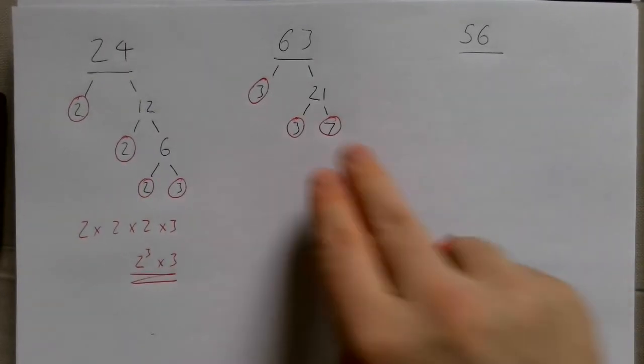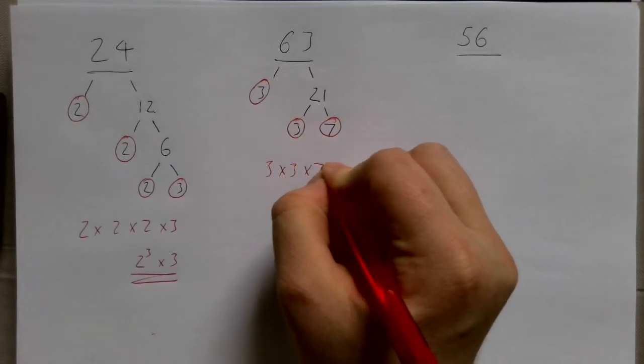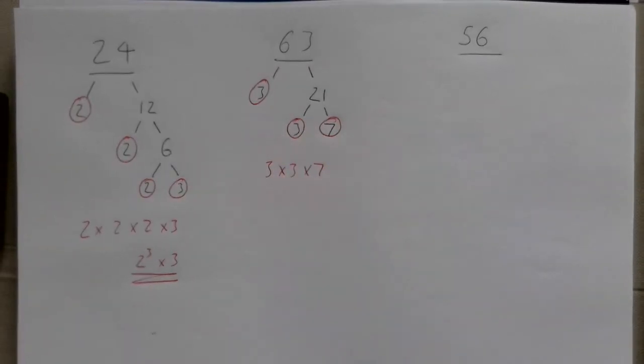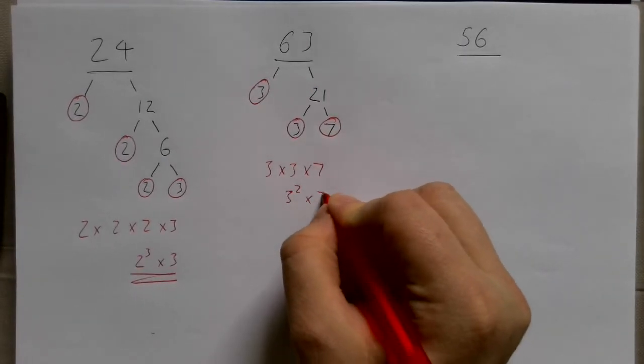So my prime factor decomposition of 63 is just 3 times 3 times 7. And I'm going to simplify that to 3 squared times 7. Okay.